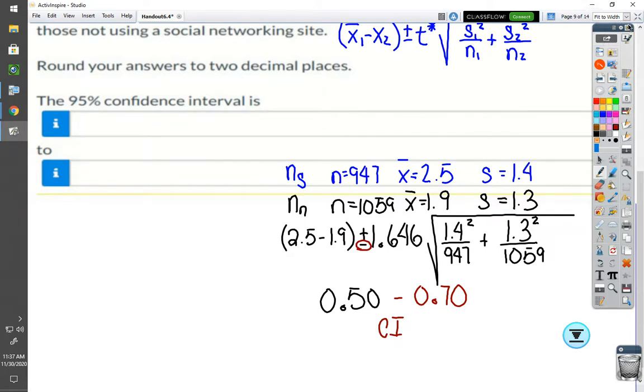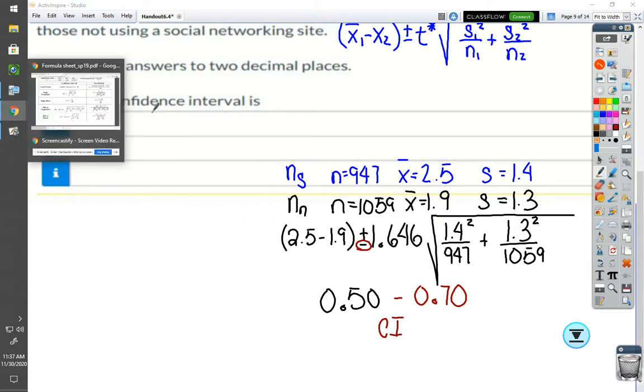One second, I've got to change a battery. I'll be right back, I promise.